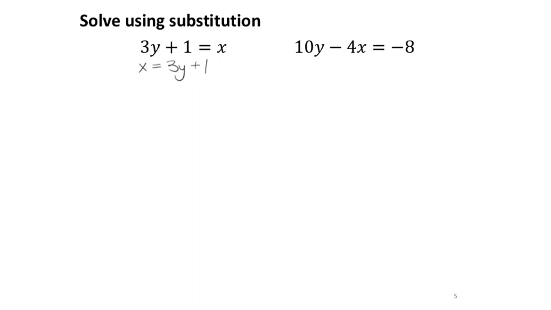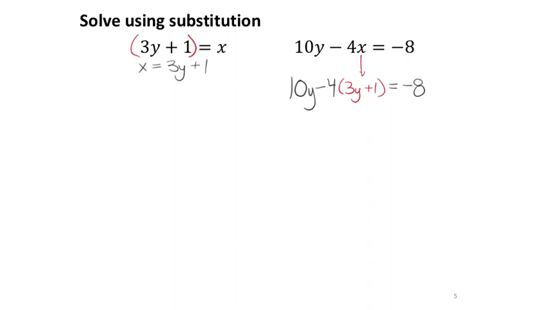So for here, I'm going to take the x, which is showing as 3y plus 1. I know x is that. So I'm going to go to the other equation, 10y minus 4x, and I'm going to replace the x with 3y plus 1. Now I do need the parentheses there, but now I have 10y minus 4 times that 3y plus 1, and then this would equal negative 8.